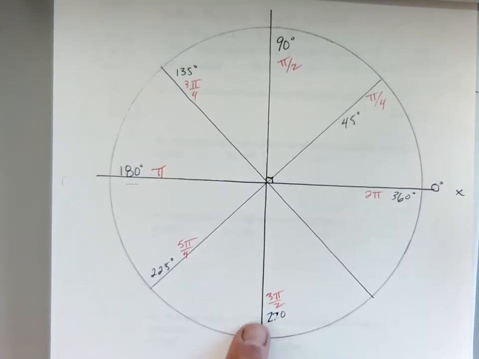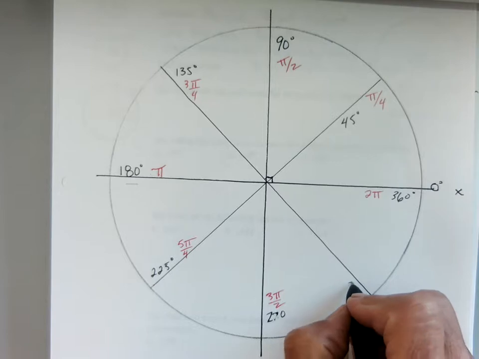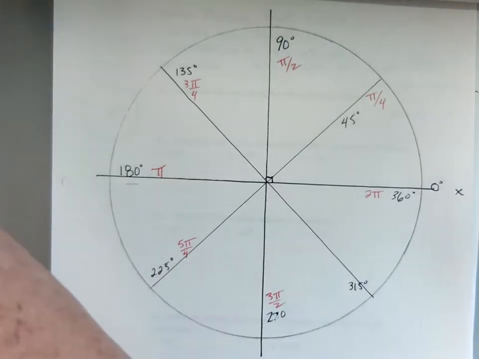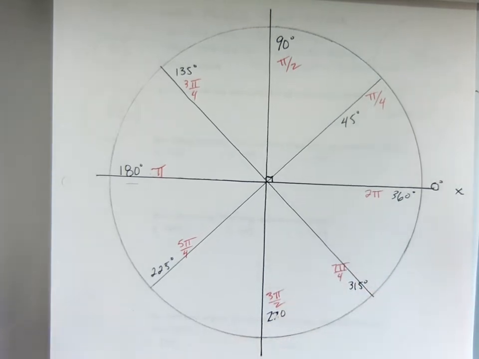So then if I go down here at 270, go another 45 degrees, that puts me at 315 degrees. So in degrees, I got a 315 degree angle. But in radians, that's going to be the same thing as 7 pi fourths, okay? So one angle, two different names.